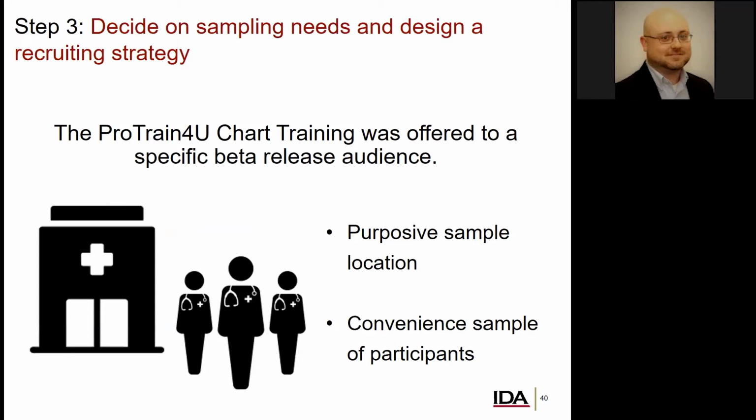Okay, so now in step 3 of the overall research process, we have to decide on sampling needs and design a recruiting strategy. As Christina mentioned, we are testing a beta training program with a captive audience. So we're in kind of a gray area about purposive sampling and convenience sampling, but in general, it's probably a convenience sample because participation in the beta training was voluntary, and then whoever responds after that continues to be voluntary. So you're kind of taking what you can get.